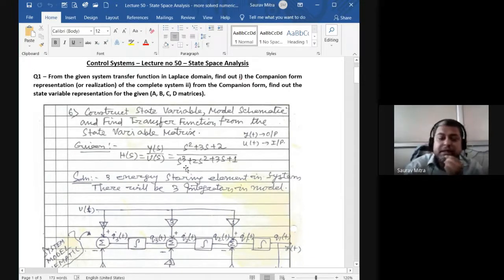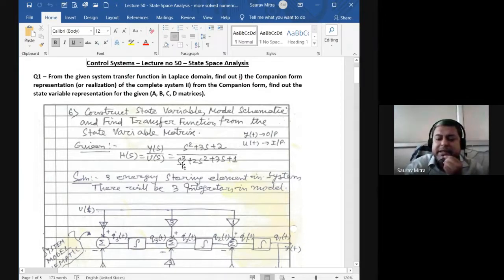I will repeat. If you are doing the cross multiplication, so you will get ys multiplied by denominator is equal to us, which is the input, multiplied by numerator. After that, you have to do the multiplication of ys with all the s cube and 2s square, 3s plus 1, and us you have to multiply with s square and 3s plus 2, and then you have to do the inverse Laplace transform, and you will be getting what is called as the differential equation of the system, or which is called a state equation.